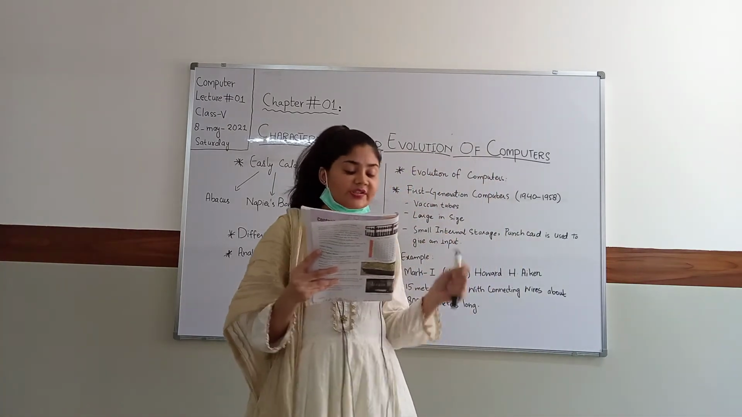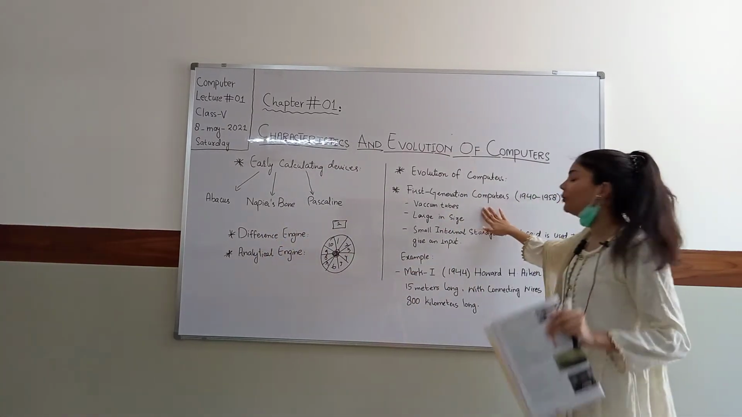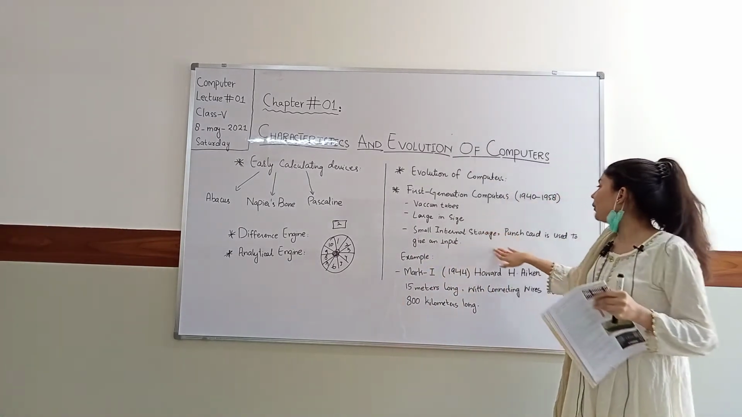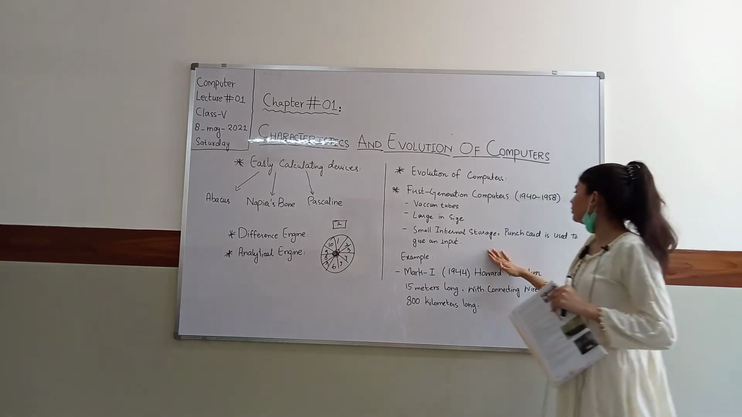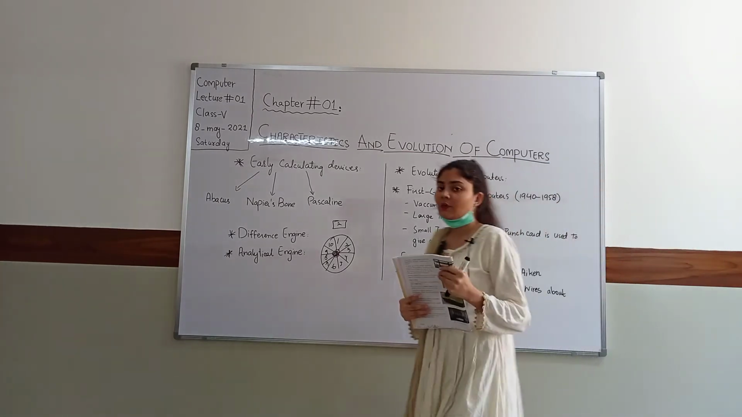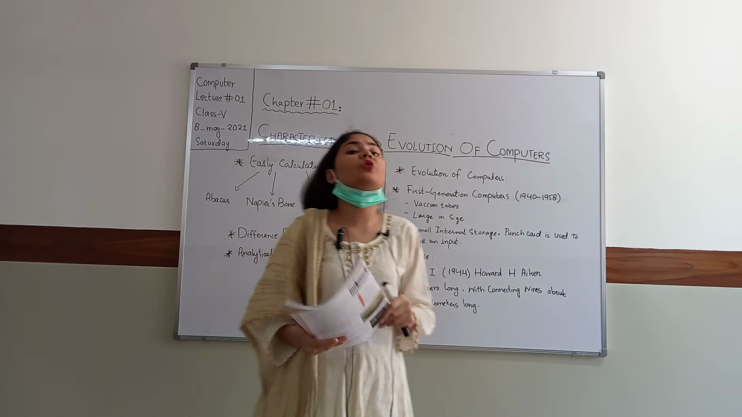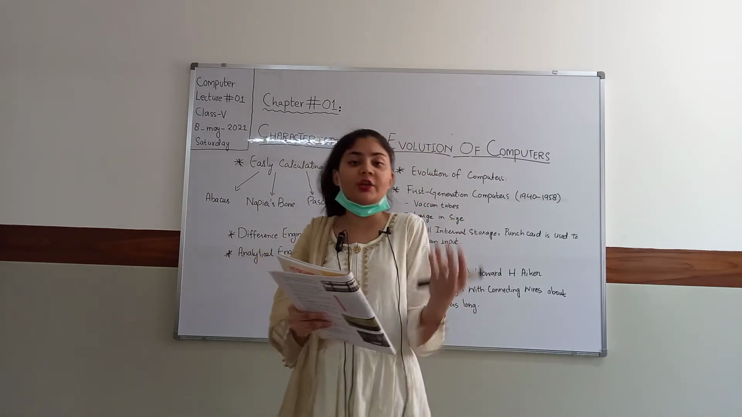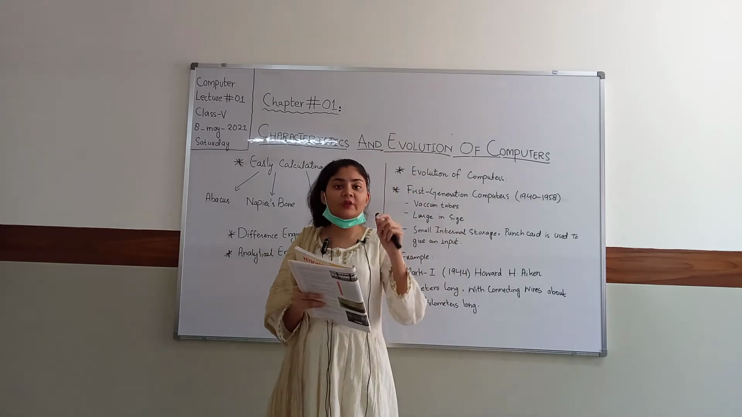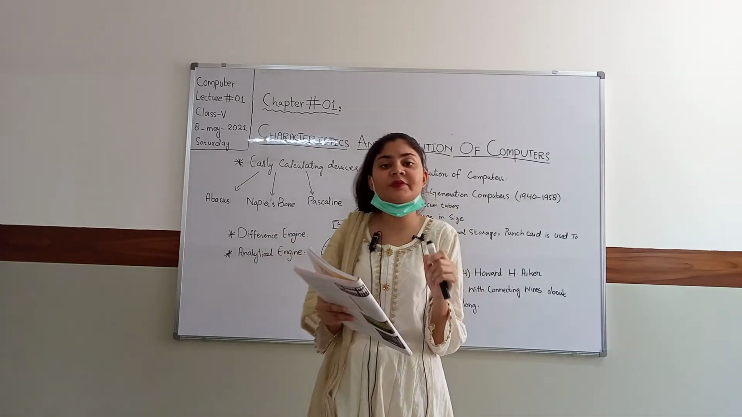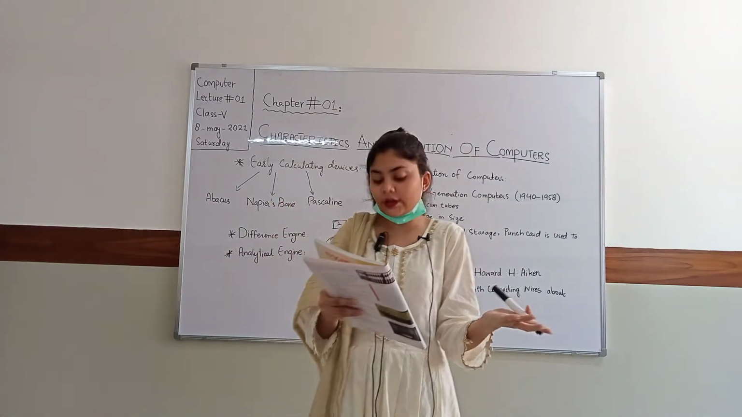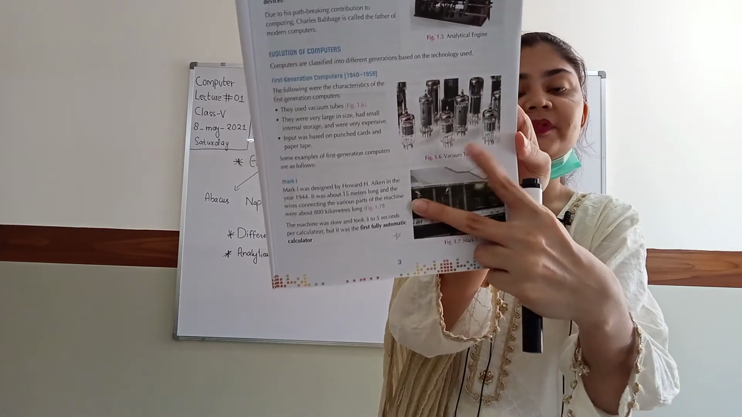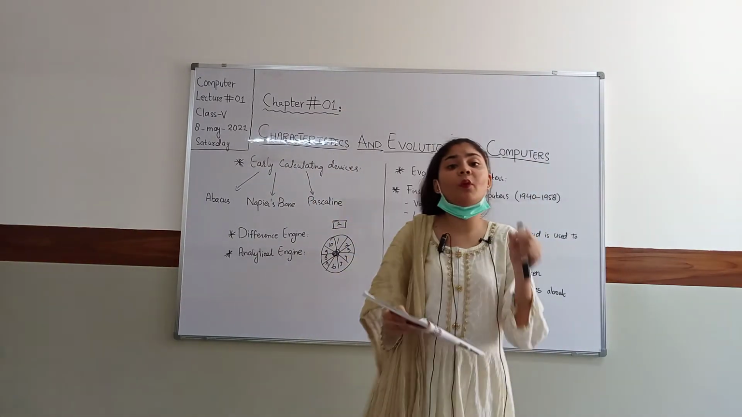So in this first generation, vacuum tubes are used. They are very large in size. A small internal storage and punch cards are used to give input. What are vacuum tubes? A vacuum tube is used to display the output on the computer screen as information. It consists of a cathode ray tube inside it, which helps the vacuum tubes display the data. This is how vacuum tubes look. This is the modern vacuum tube.